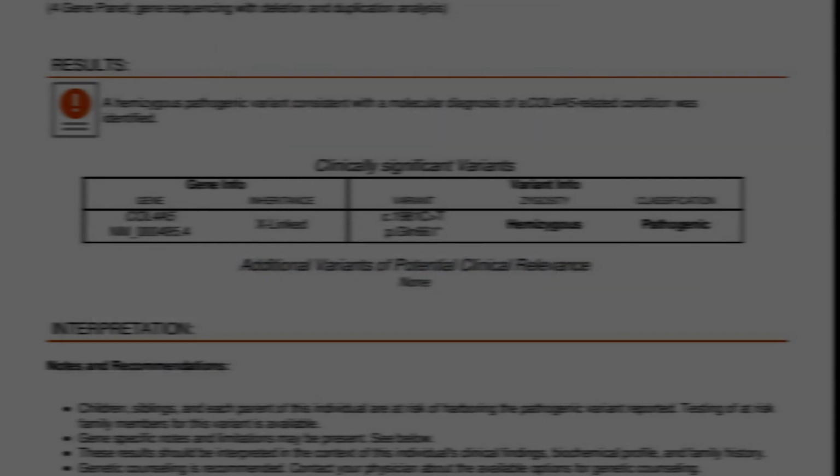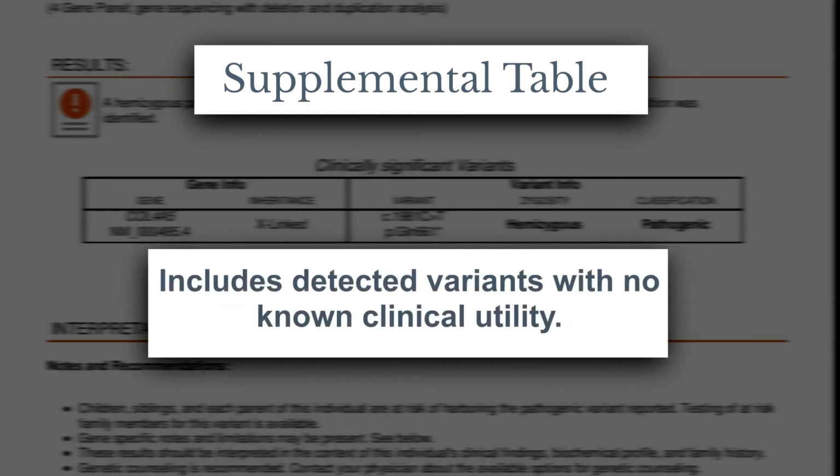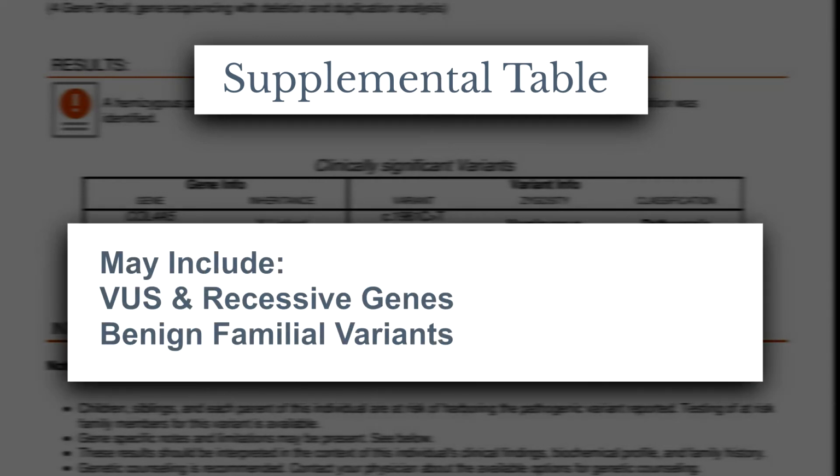Sometimes we include an additional table called the supplemental table. Typically, we'll include variants in that table if we think they are very unlikely to be of any clinical utility, but may be interesting to report for other reasons. Examples of this could include VUS in recessive genes, or familial variants which are classified as VUS or benign that we don't think are clinically relevant, but the provider has asked us to look into.